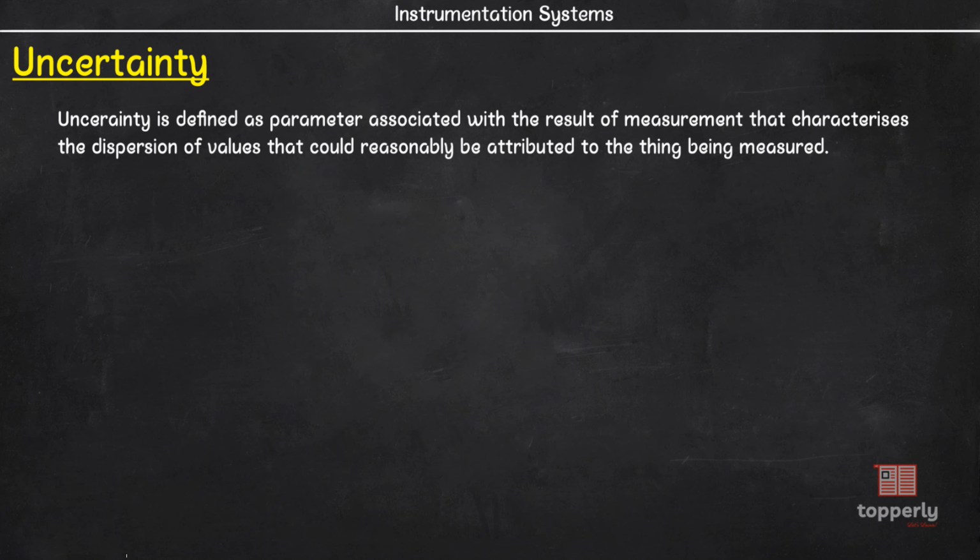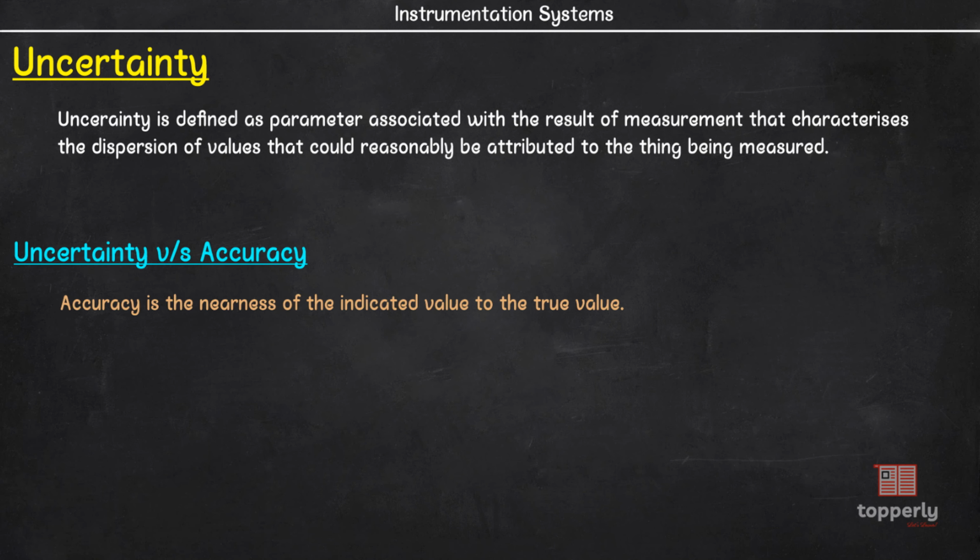Okay, the next parameter we need to learn is uncertainty. Uncertainty is defined as a parameter associated with the result of measurement that characterizes the dispersion of values that could reasonably be attributed to the thing being measured. Okay, that's a cool formal definition, but how is uncertainty any different from accuracy? Remember the definition of accuracy we discussed in the last video. Accuracy is the nearness of indicated value to the true value.